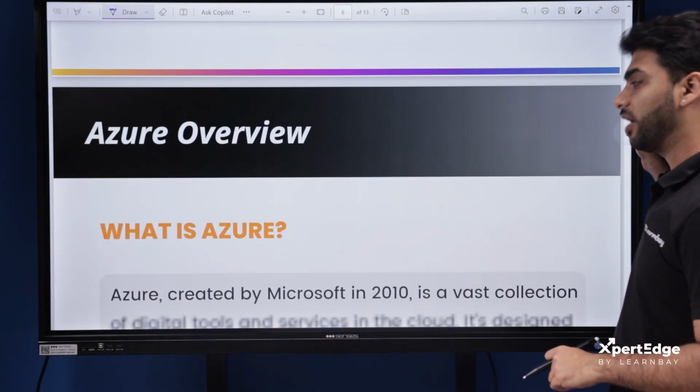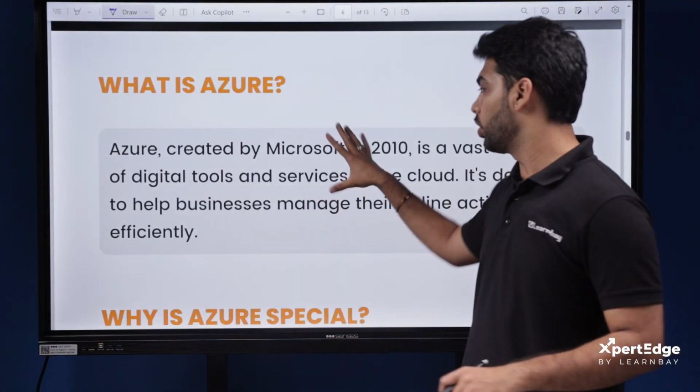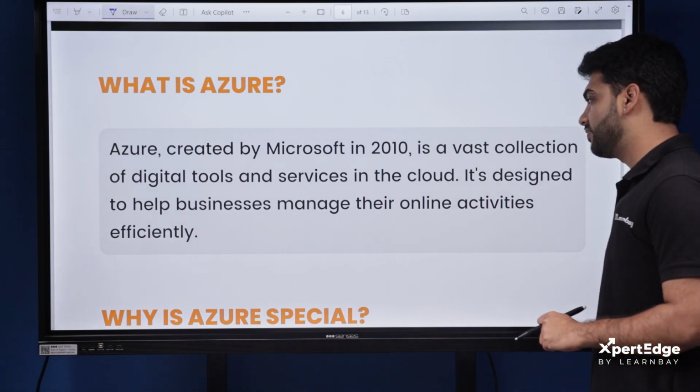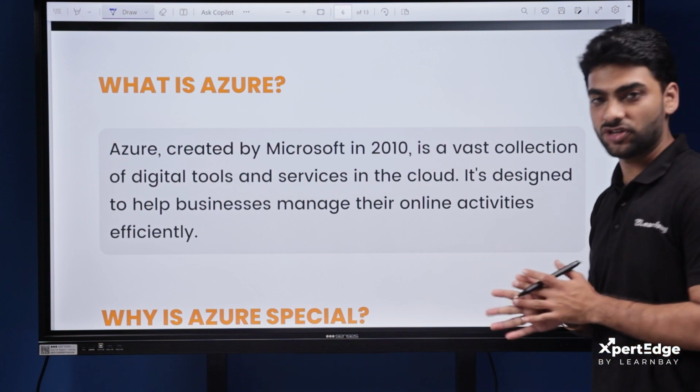Then when we talk about Microsoft Azure, so as we know, it has to do with all the Microsoft products, launched in 2010 by Microsoft. It is a vast collection of digital tools and services in the cloud. It's designed to help businesses manage their online activities efficiently.